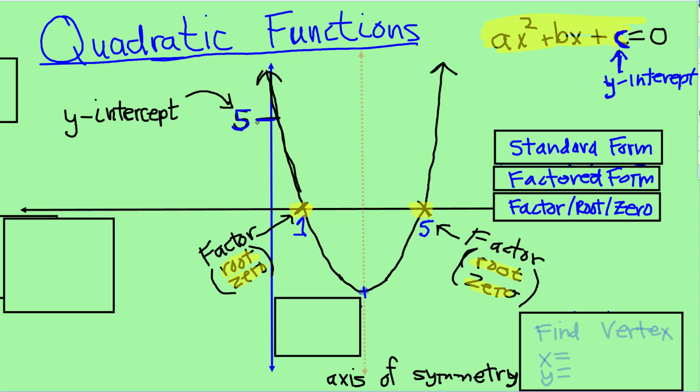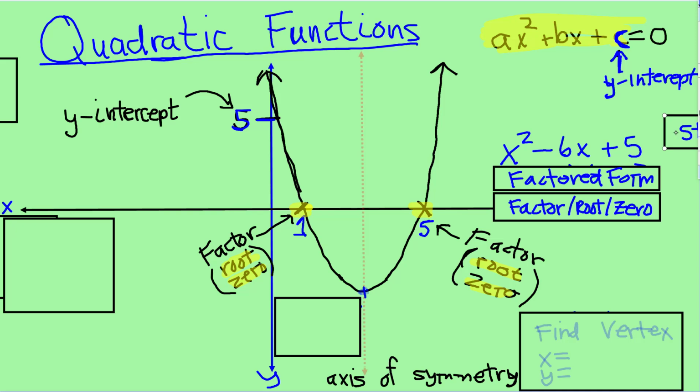Where it touches the y-axis, so this is the y-axis, this is the x-axis. Okay. So for this particular function that I've drawn, although it's not great, is this function right here. X squared subtract 6x plus 5. Notice this plus 5 is the y-intercept, and that's where it touches the y-axis.